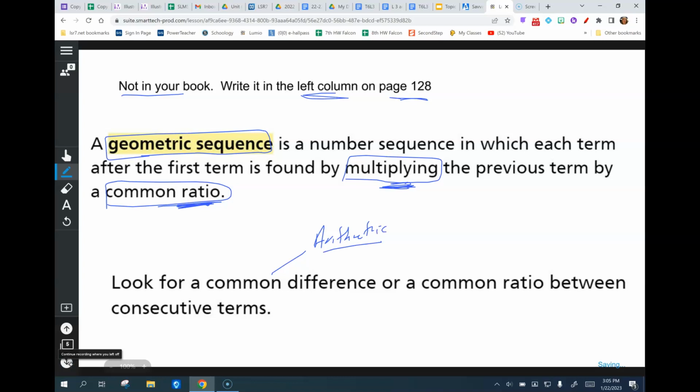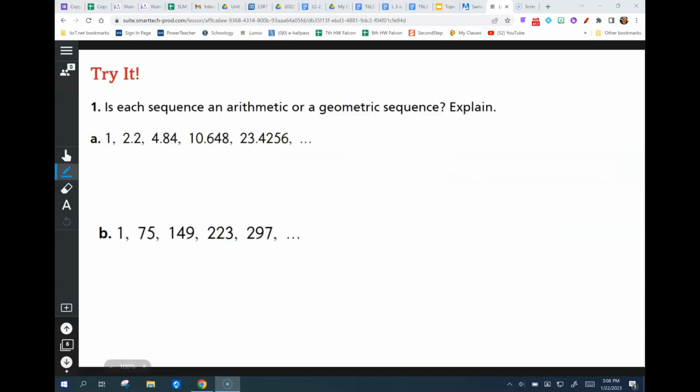What did you learn first in arithmetic? Adding and subtracting. A common ratio means multiplying and dividing. We learned that second, okay? And even look, it's alphabetical: arithmetic, geometric. You learned adding and subtracting first, then you learned multiplying and dividing. That might help, okay? So let's see if we can find out what they're asking for now.